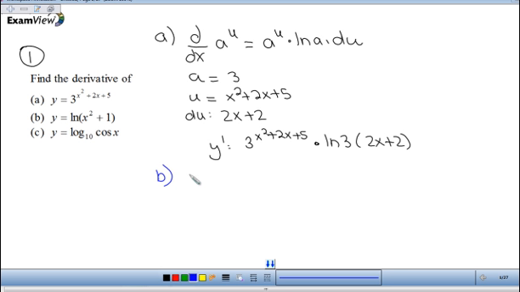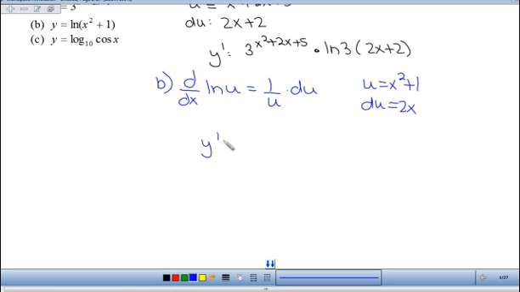For b, we need to use the derivative of ln of u. It's going to be 1 over u times du. So u is x squared plus 1. The derivative of u is 2x. So my derivative is going to be 1 over x squared plus 1 times 2x, or 2x over x squared plus 1.